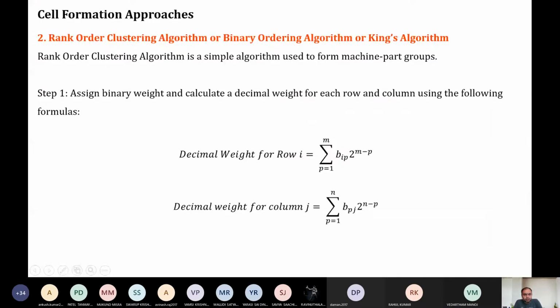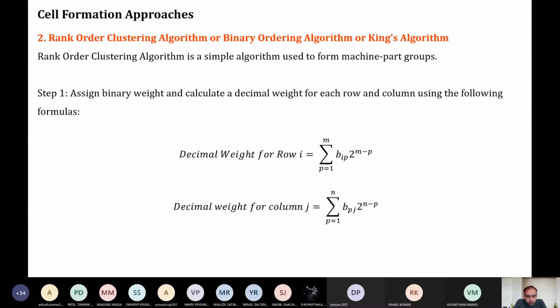Okay, so let's go from the beginning. Just give me 2 minutes to explain the previous concepts so that it gets recorded again. Okay. So as I told you, in this class we were discussing the rank order clustering algorithm.